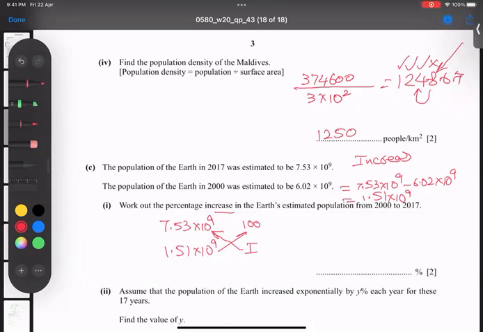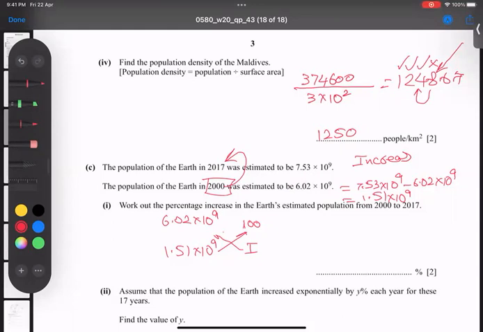7.53 into 10 to power 9. And wait a minute. Yes, actually it is the change. Oh, sorry, I misunderstood. This is the start, the original value. Because from 2000 to 2017, I will not take 100 as this value. I will take 100 as this one. Why? Because this is actually the original. So 6.02 into 10 to power 9. The rest is everything correct.